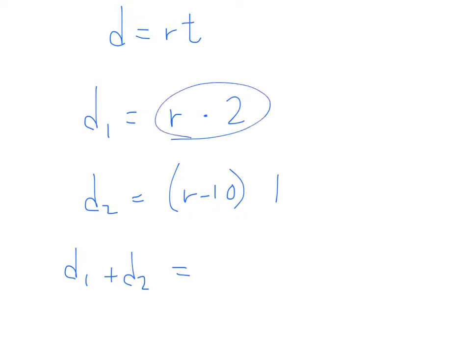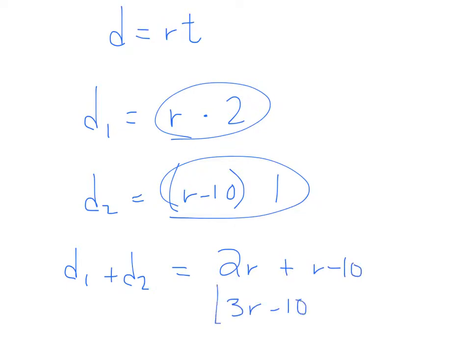So this is 2R for D1. This is 1 times R minus 10, or just plus R minus 10. So the answer is 3R minus 10. Okay, it's an expression in terms of the rate. Are you given the rate in the problem? You're not given a rate, so you can't actually figure out the distance. But let's say the original rate was 15 miles per hour. You plug in a 15 here, this becomes a 5, or just plug in a 15 in the answer. Okay, it's just an expression. That's all the answer looks like.